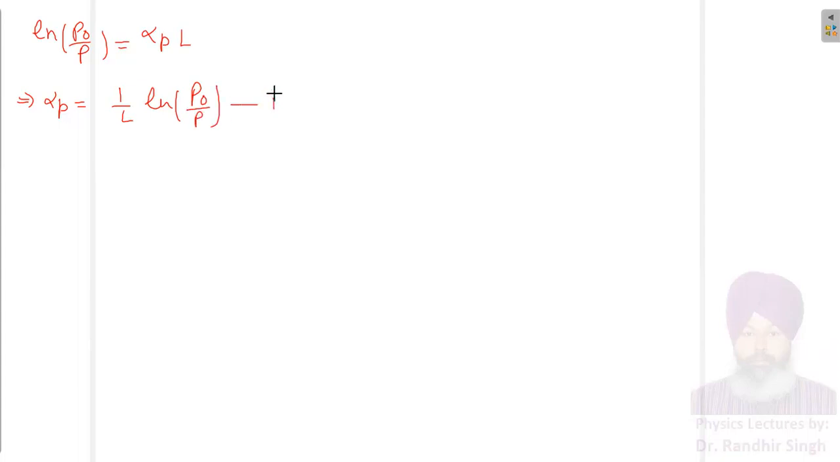So this is, let us say, equation number 1, and please see the unit of alpha P, the attenuation coefficient. Because fibers that we use are usually kilometers or meters in length, we do not use the simple unit centimeter inverse or millimeter inverse. Either we use meter inverse or we use kilometer inverse.